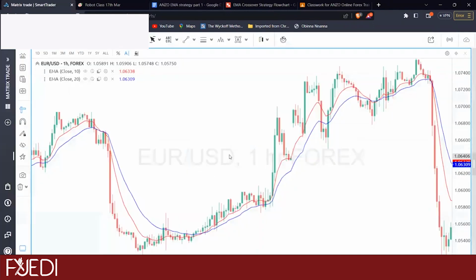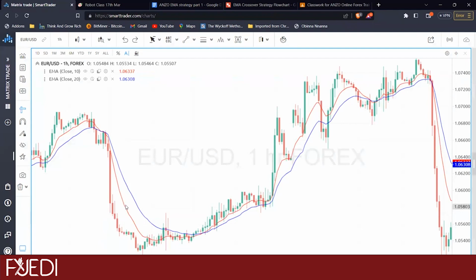Now, I'm sure most of you should know what a moving average is. You can see it on the chart here, this red and blue line, right? It is an indicator that you can add to your charts on the MT4 or on the MT5, and then it trails price. So as price is moving, it would basically trail price and move with price.